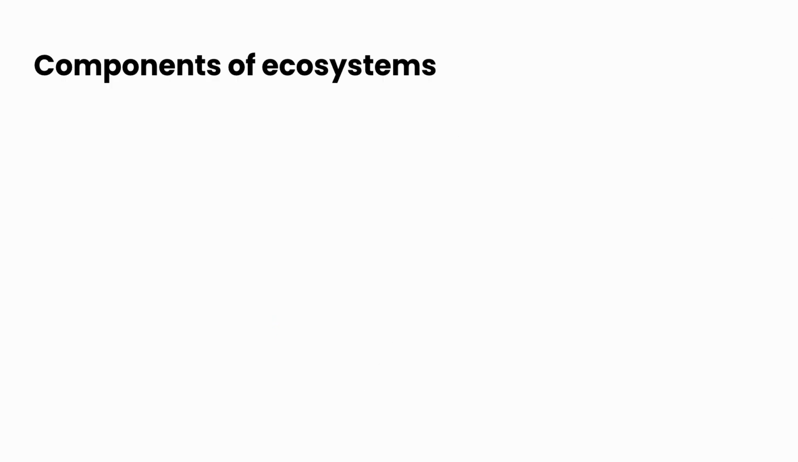Okay, so now that we have our big picture words and our definition of an ecosystem, we need to talk about what makes up an ecosystem, or what the components of an ecosystem are. There are many ways we could talk about ecosystems, but one of the most basic ways we can divide up an ecosystem into two main parts is through biotic and abiotic. So let's talk about what those terms mean.